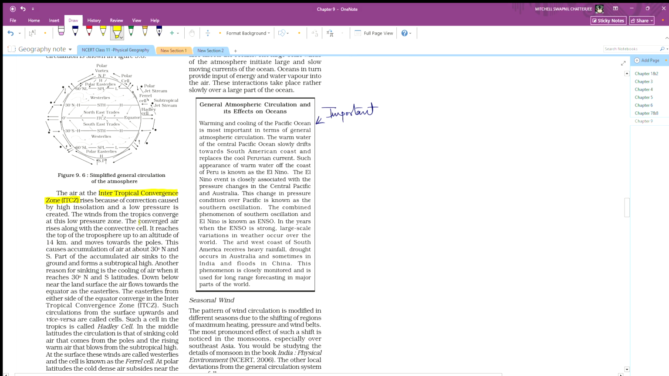The converged air rises along with the convective cell. It reaches the top of the troposphere, at an altitude of about 14 kilometers, and they move toward the poles. This is moving toward the pole. This one is not; this is going toward the 30 degree.